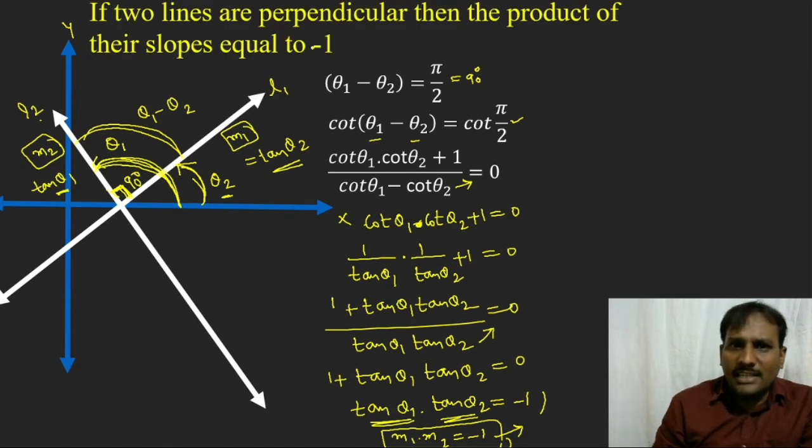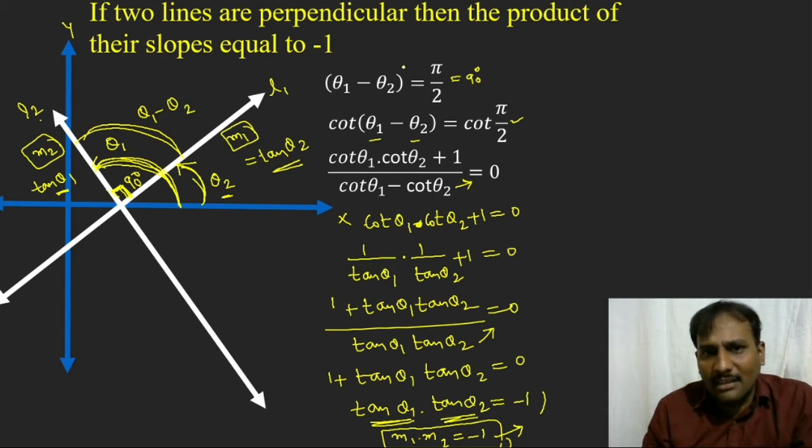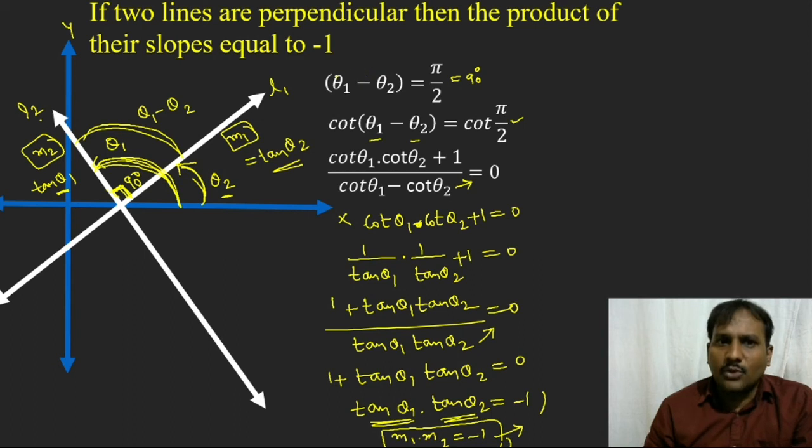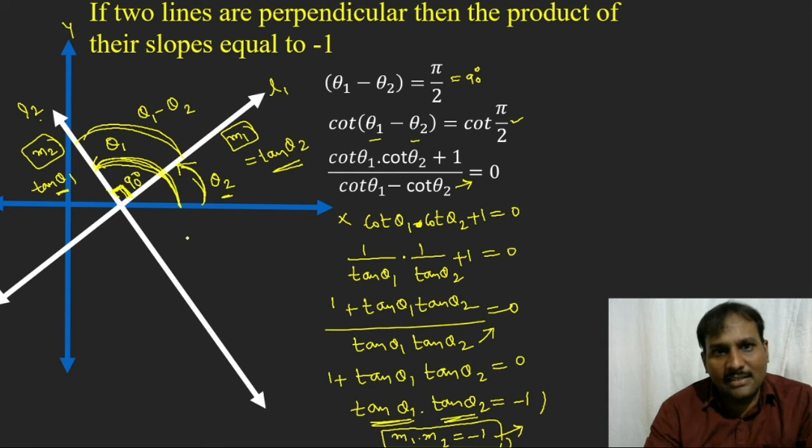So if two lines are perpendicular, then the product of their slopes is equal to minus 1. If two lines are parallel, their slopes are equal. If two lines are perpendicular, then the product of their slopes is equal to minus 1. So this rule is applicable for all the lines except the x-axis and y-axis.